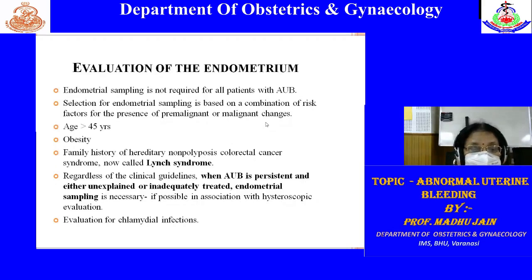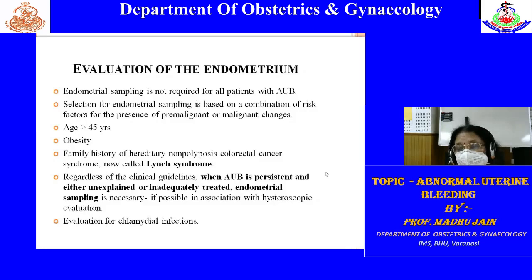Then the evaluation of the endometrium. Evaluation of the endometrium is very much necessary if the age of the patient is more than 45 years, just to exclude malignancy. But even in patients less than 45 who are obese, suspecting malignancy in cases of Lynch syndrome or polycystic ovarian disease, or if the bleeding is persistent, unexplained, inadequately treated, or there is a suspicion of malignancy, having diabetes, hypertension, or endometrial thickness more than 12 millimeters, in these cases you always have to do hysteroscopic evaluation and take the endometrial sampling to confirm by histopathology whether there is any evidence of malignancy. Evaluation for chlamydial infections.